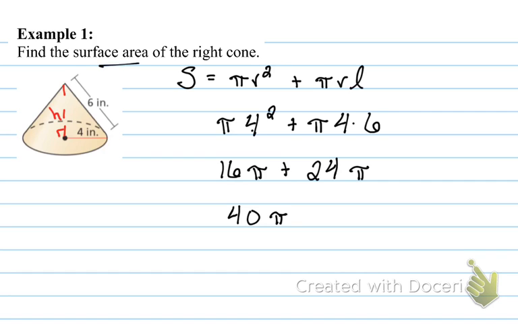And this is, again, area, so that's square units. So 40 pi square inches, which is approximately, calculator out. Oh, I don't have a calculator out. 125.66 square inches. Okay, so 125.66 square inches.